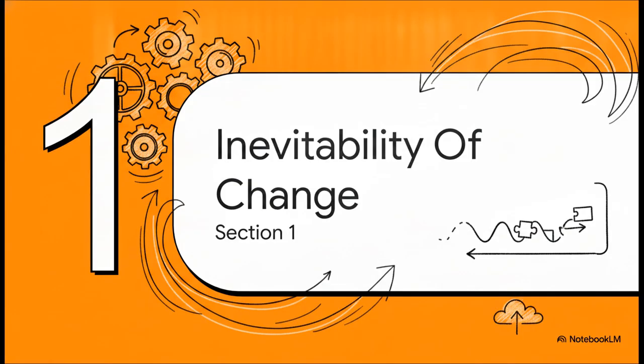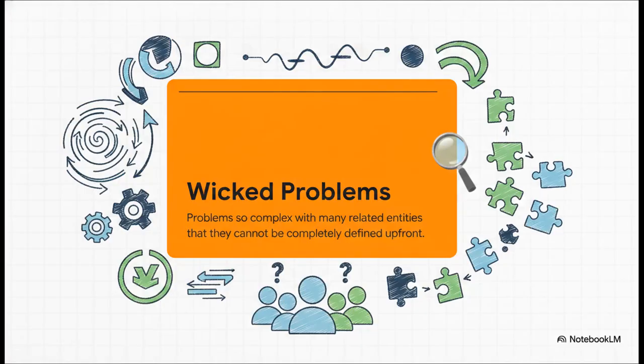The inevitability of change. The simple truth is, for large software systems, requirements are always going to evolve. There's just no escaping it. To understand why this happens, we first need to define a really fascinating concept from the textbook called wicked problems. Now, a wicked problem isn't evil. It's just a problem that is so incredibly complex and involves so many different related entities and stakeholders that there is simply no way to completely define it up front.